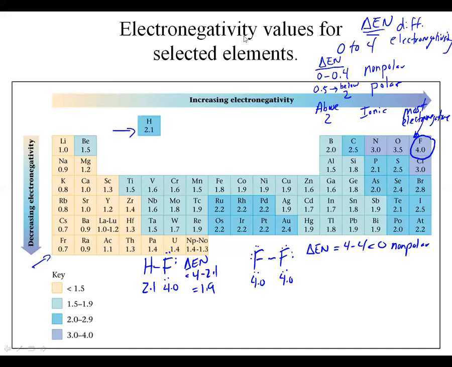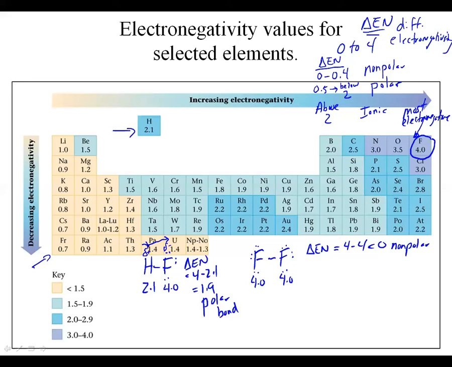Okay, so because the difference there is 1.9, it is actually still below 2. So this is considered a polar bond. And a polar bond would mean, as we talked about before, we would expect these electrons not to be shared equally. So that creates a partially positive on the hydrogen, partially negative on the fluorine. And again, we can represent that with those charges, or you could just write the arrow above it to represent that it's a polar bond.